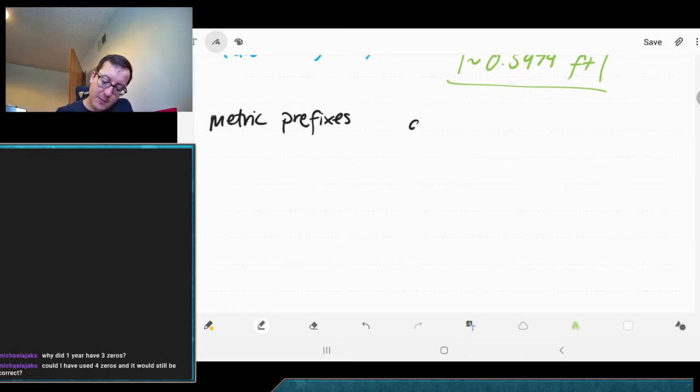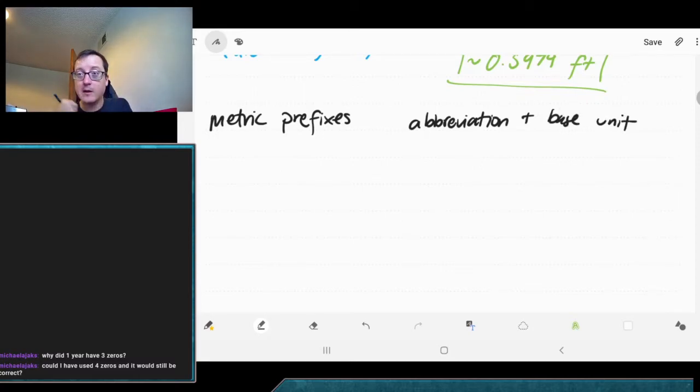We're going to have an abbreviation plus a base unit. Always, if we're using metric values here, we're going to see that these abbreviations just make it easy to talk about big numbers or small numbers, so that we don't have to have these crazy exponents or a lot of zeros. So let's move that out of the way.